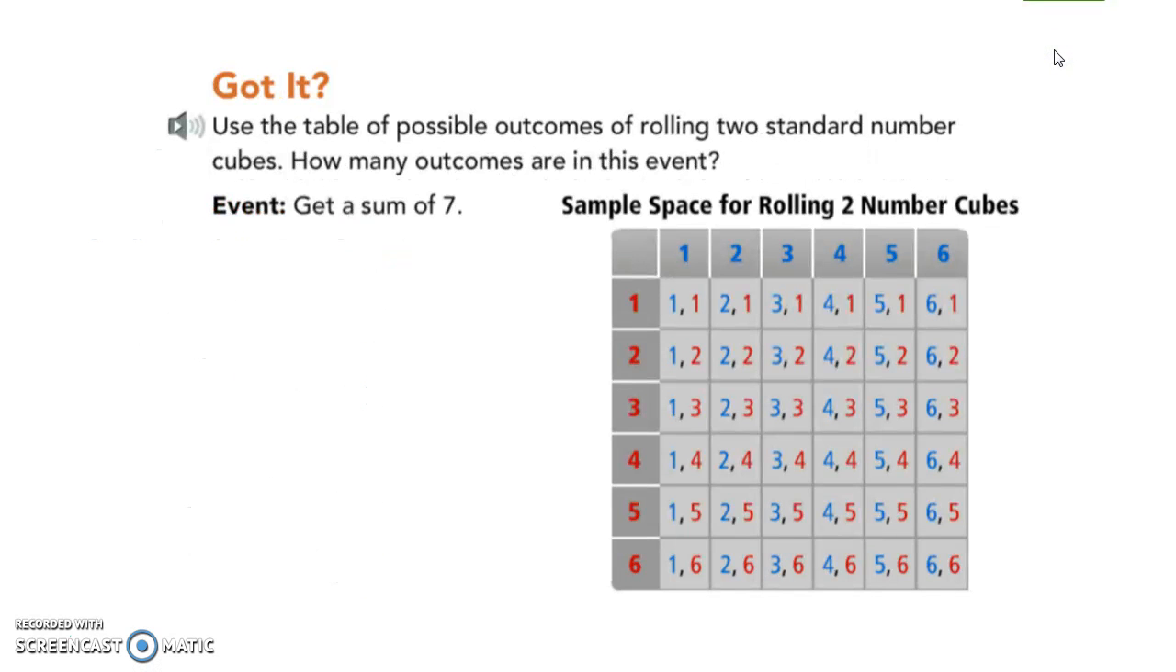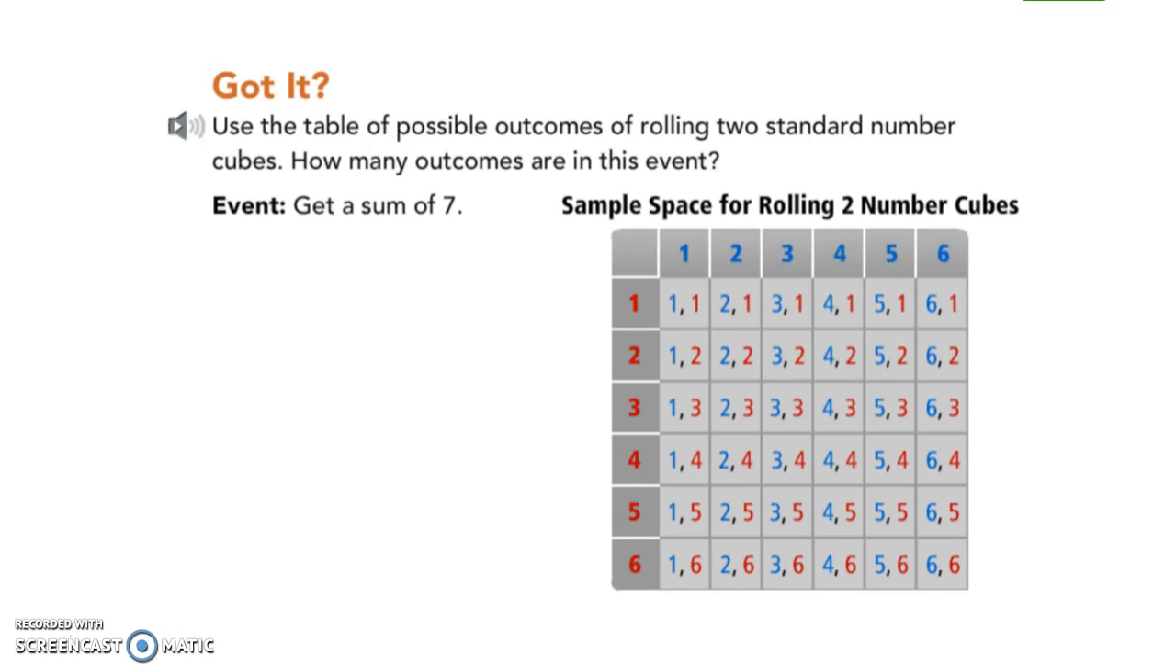Okay, use the table of possible outcomes, and it was nice of them to give that to us already, so we don't have to do it. By rolling 2 standard number cubes, how many outcomes are in this event? We actually did this in our little activity when we were doing the counters game. Do you remember? How many sums of 7 can we possibly have?